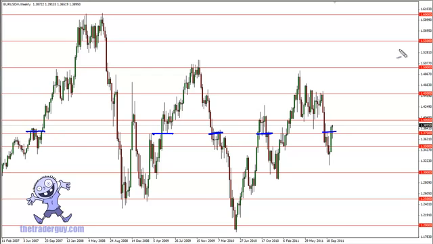But the reason I brought all of this up was a lot of people don't understand support and resistance and how easily it can be used. No matter what type of trading you're doing, you should be aware of it.